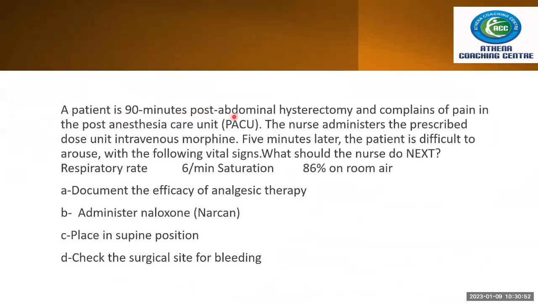A patient is 90 minutes post-abdominal hysterectomy and complains of pain in the post-anesthesia care unit. The nurse administered the prescribed dose of intravenous morphine. 5 minutes later, the patient is difficult to arouse with the following vital signs. What should the nurse do? Respiratory rate 6 and saturation 86. So this is also the same question. So the answer is? Yes, exactly. Side effect of morphine, that is naloxone. You have to administer it to prevent respiratory arrest and to avoid worsening of the situation. So the answer is naloxone.